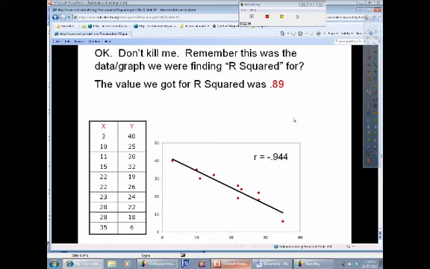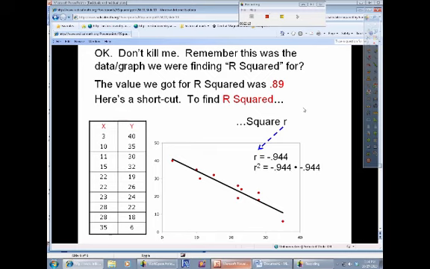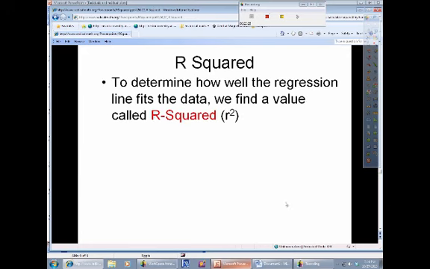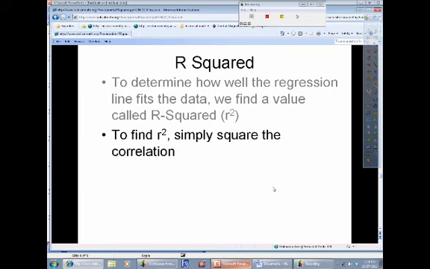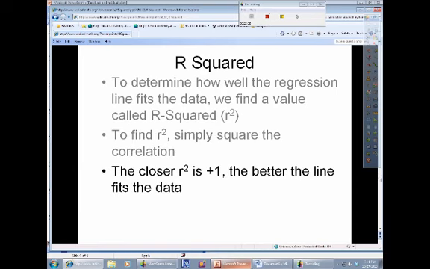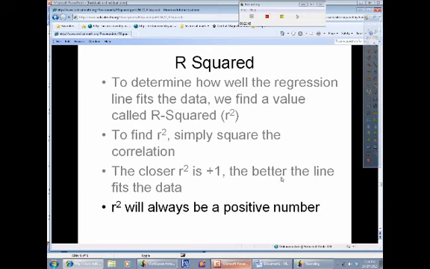So here's the shortcut to R squared. We square the r, and we get 0.89. Of course, we'll be using calculators too. So, to determine how well a regression line fits the data, we find the value called R squared. To find R squared, simply square the correlation. The closer R squared is to positive 1, the better the line fits the data. R squared is always a positive number because we're squaring it.